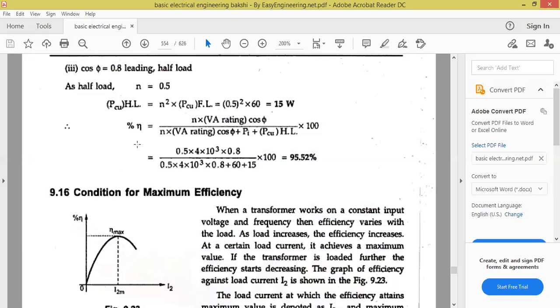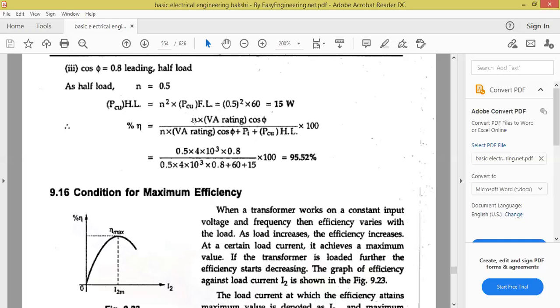So now what is the new formula of efficiency at any load? Efficiency at any load equals N into VA rating into cos theta by N into VA rating cos theta plus iron loss plus copper losses at new load. Here we have to take copper loss at new load. What is the new load? Half load here. Okay, don't forget it. If they are asking for full load, you will write directly copper loss at full load. Copper loss at new load, you must use the formula and then substitute.